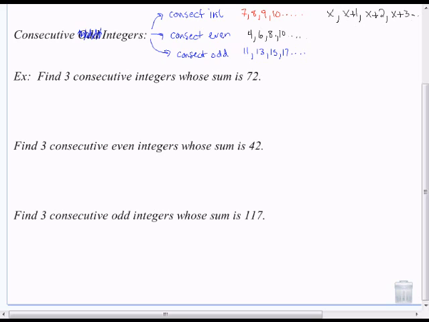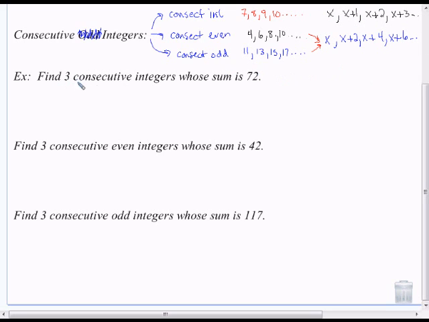If I'm doing even numbers, and 4 is x, what did I add to 4 to get to 6? And then I added 2 more, and then 2 more, etc. So this is 4, this is 6, this is 8, this is 10. And if I started at 11, how many do I add to get to 13? 2. So both the consecutive odd and the consecutive even will use x, x plus 2, x plus 4, etc. Consecutive integers is x, x plus 1, x plus 2, x plus 3.